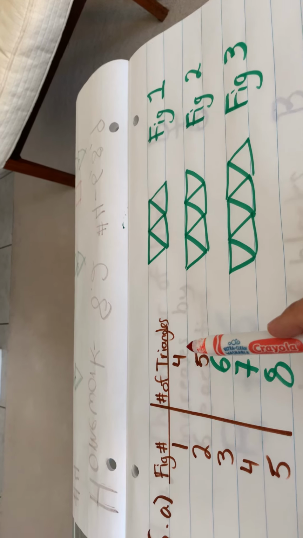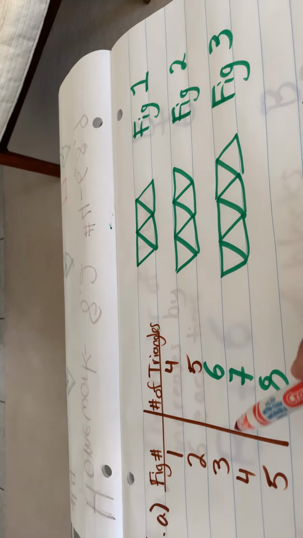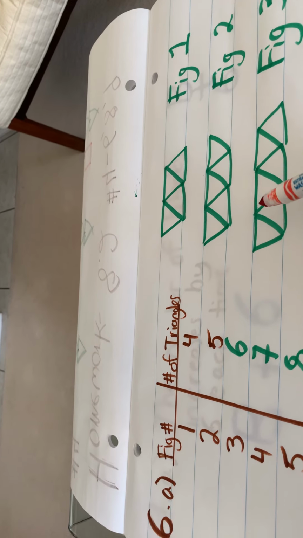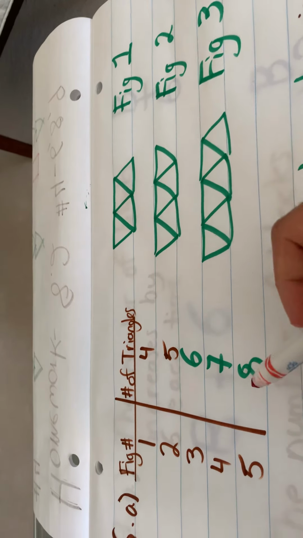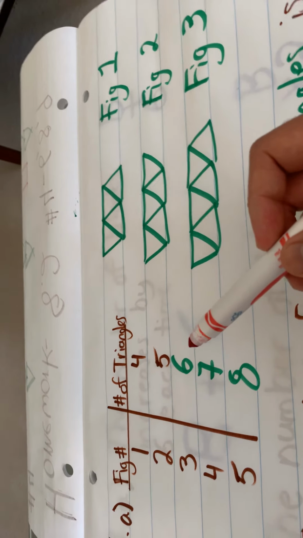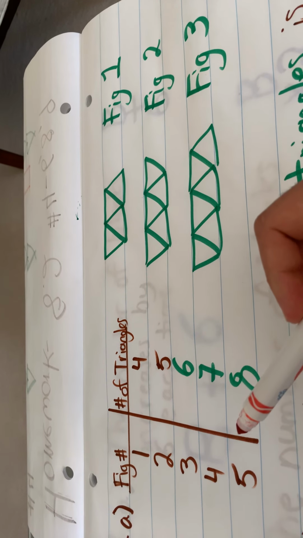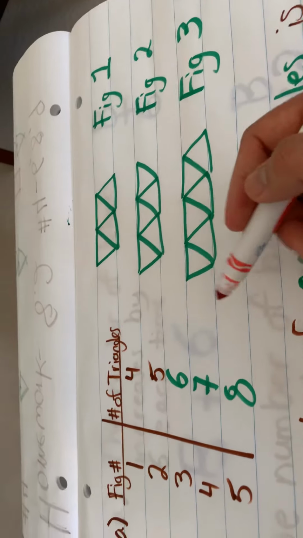So, we have here the design that's in the textbook. In the first figure, we have 4 triangles. In the second figure, we have 5 triangles. 1, 2, 3, 4, 5. In the third figure, we have 6 triangles. 1, 2, 3, 4, 5, 6. Which tells me, off the top of my head, that the number of triangles is going up by 1. 4, 5, 6. So that means for the next 2 figures, figure 4 and figure 5, it would be 7 and 8. 7 triangles and 8 triangles. All right, so I completed the chart.